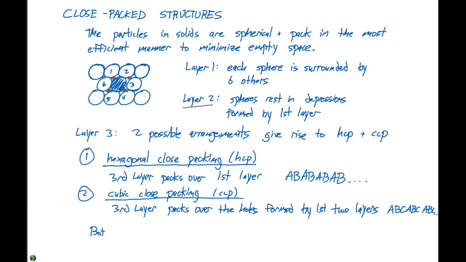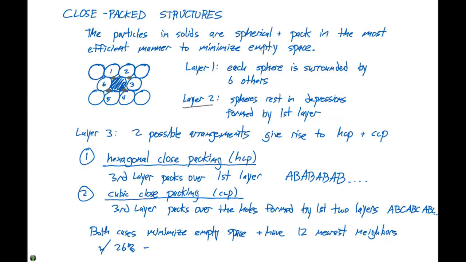Both cases minimize empty space and have 12 nearest neighbors, or we can say the coordination number is 12, with 26% empty space.